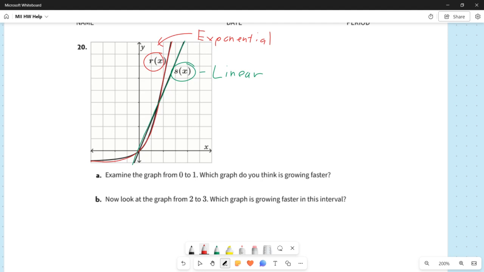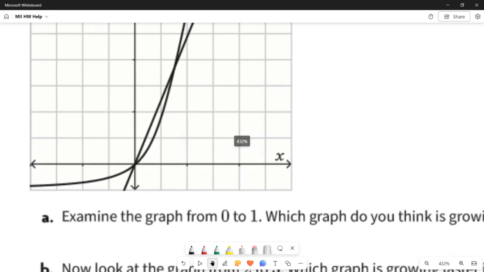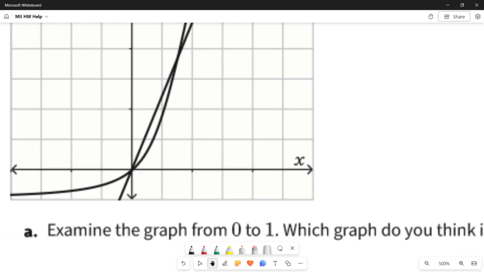20A is saying, examine the graph from 0 to 1. So I'm actually going to erase all this for a second, and I'm really going to zoom in here. Zoom in 500%. That works. So we want to know what's happening between 0 and 1. So I think we can safely assume that this is 0 and that this right here is 1. So we're looking at what's happening here, basically.